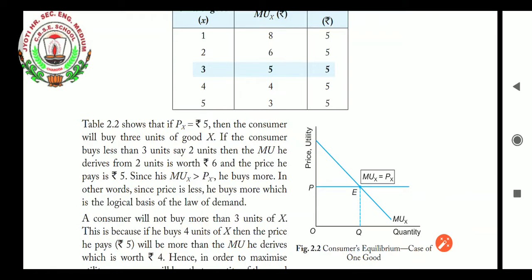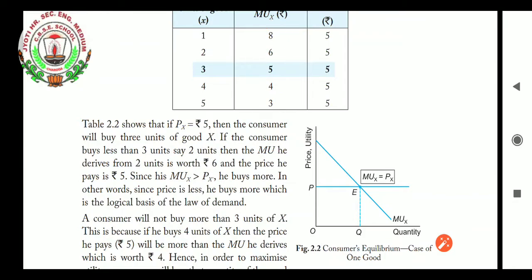So in this table, I want to explain one more thing. When the price of goods was 5, but the income level of the person was more, he was purchasing more units of X, that was 8.